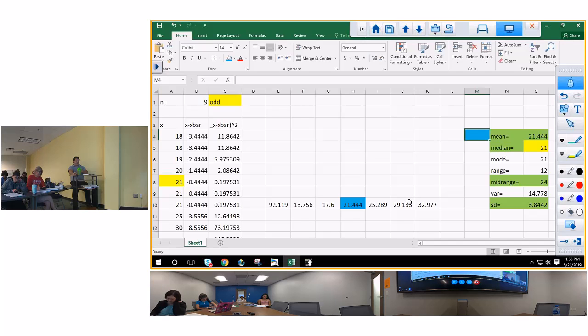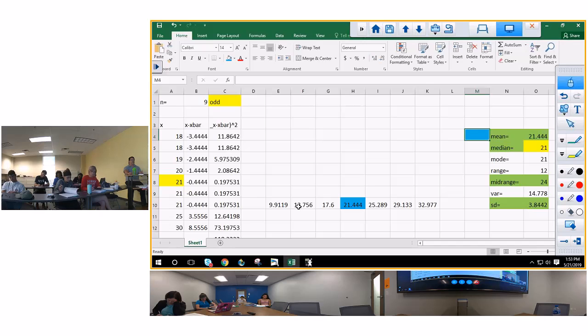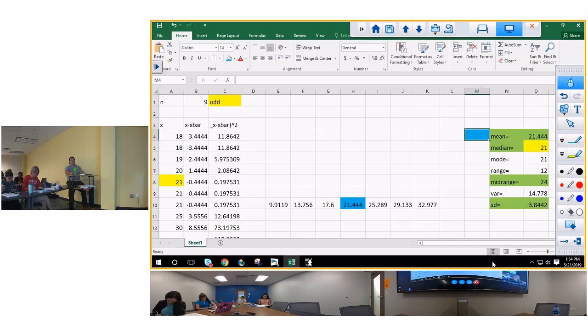And then I subtract. 21 minus 3.8442 is 17.6. 17.6 minus 3.8442 is 13.756. 13.756 minus 3.8442 is 9.9. I carry 3 places to the right and 3 places to the what? This sets up our normal curve.